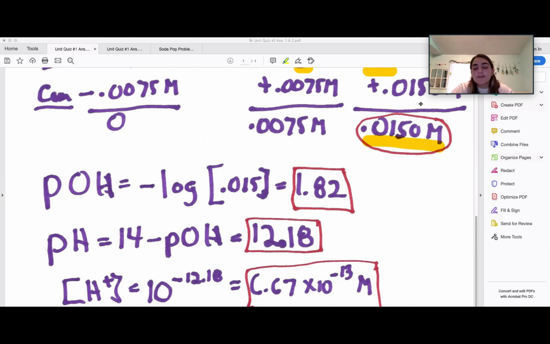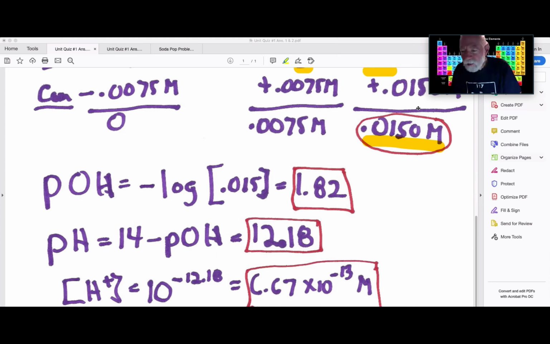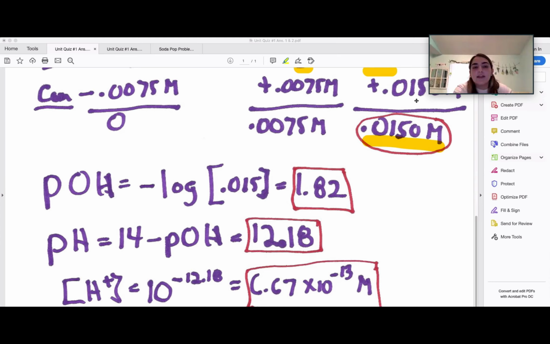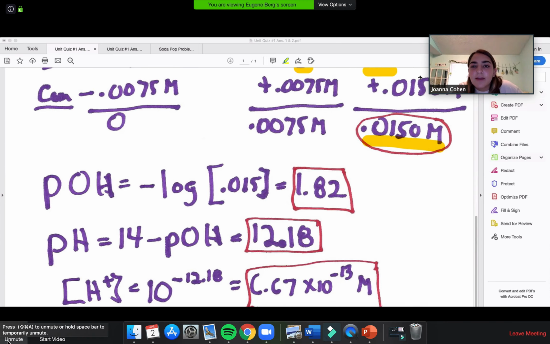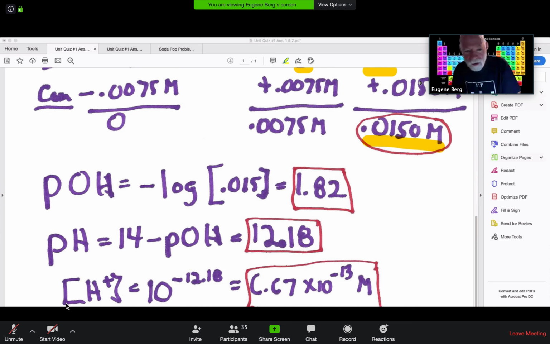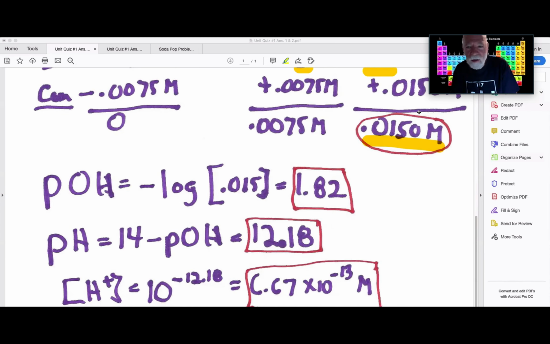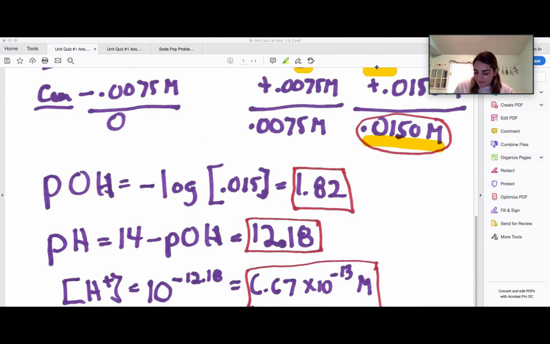I have a question, Professor. So pOH is negative... Sorry, I can't hear you. Can you speak up a little bit? Oh. pOH is the negative log of hydroxide, right? That's exactly right. Just like pH is the negative log of hydrogen concentration, pOH would be the negative log of the hydroxide concentration. Okay, got it. That's how I got the 1.82.